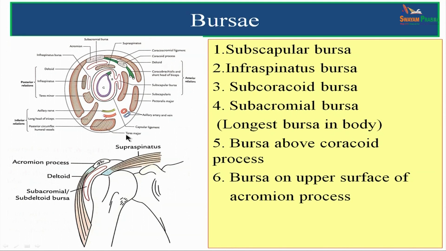Moving on to bursae. Bursae are small pockets around the joint mainly to act as shock absorbing structures to support the joint all around the joint. The shoulder joint is supported by 6 such bursae, namely subscapular bursa, infraspinatus bursa, subcoracoid bursa, subacromial bursa which is the longest bursa on the body, bursa above the coracoid process, bursa on the upper surface of acromion process. So, here you can make out the most important bursa, that is the subacromial bursa or subdeltoid bursa which is the longest bursa on the body, which can be seen in this image as well.